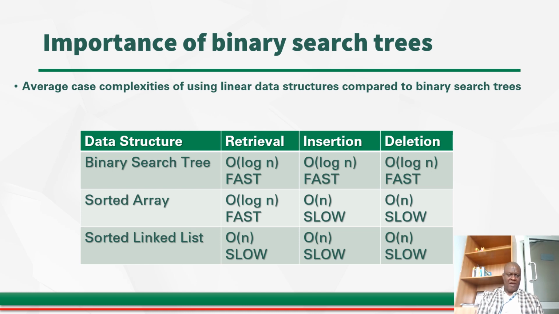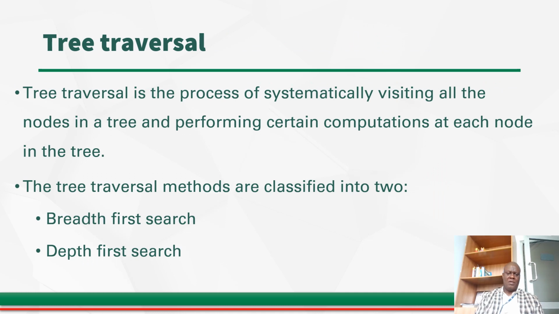In terms of retrieval, binary search tree is very fast, insertion fast, deletion fast. For sorted array, in terms of retrieval, it is fast. For insertion, it is slow, and for deletion, it's slow. For sorted linked list, in terms of retrieval, it is slow; insertion is slow, and deletion is slow. So the binary search tree performs better than each of these data structures.